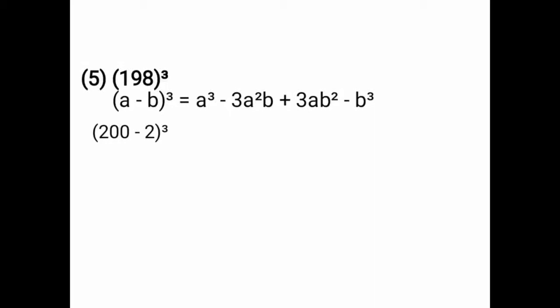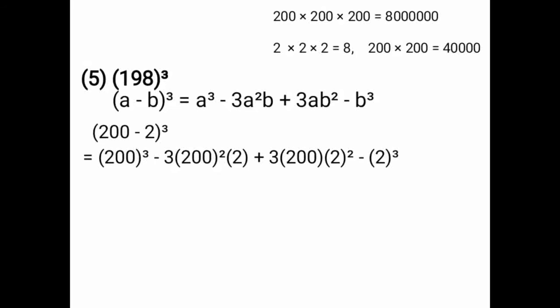Now expand it in this form. That is equal to 200 cube minus 3 into 200 square into 2 plus 3 into 200 into 2 square minus 2 cube. 200 cube I have multiplied here. Cube of 200 is 80 lakh. How many zeros are there? 1, 2, 3, 4, 5, 6. So I put 6 zeros here. Then cube of 2 is 8.